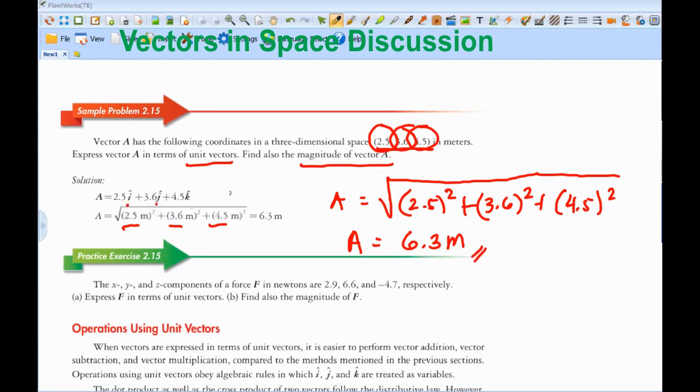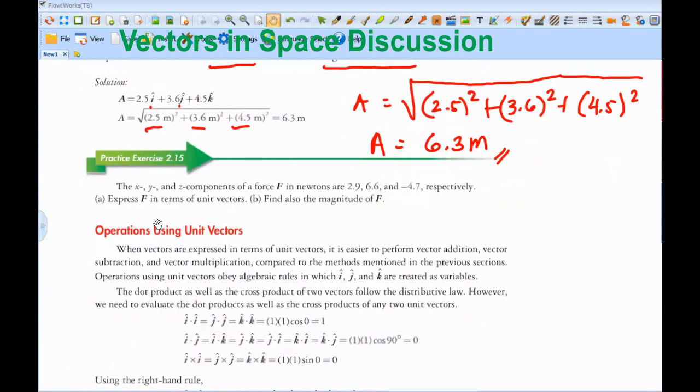Okay. So let's try this example 2.15. The x, y, z components of the vector F are 2.9, 6.6, and negative 4.7 respectively. Express F in terms of the unit vectors. So F is equal to 2.9 i hat plus 6.6 j hat minus 4.7 k hat.